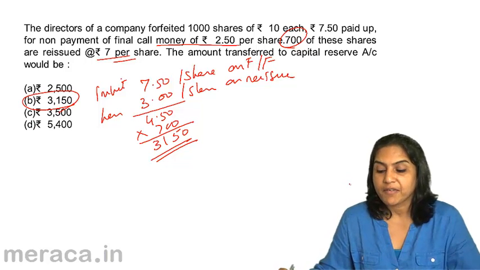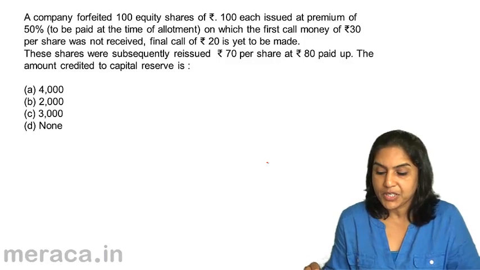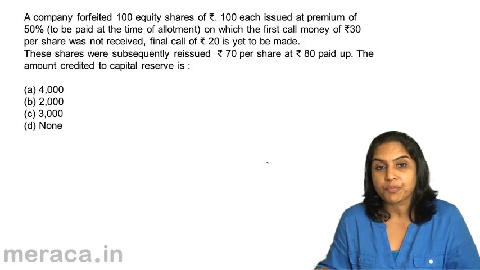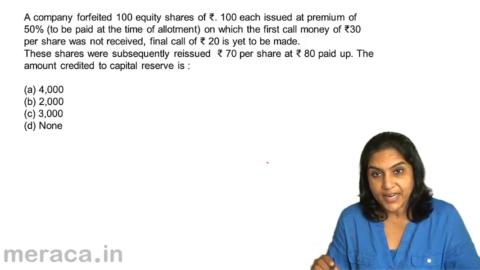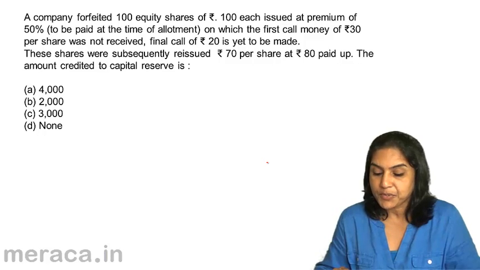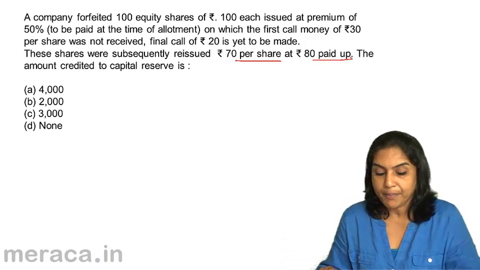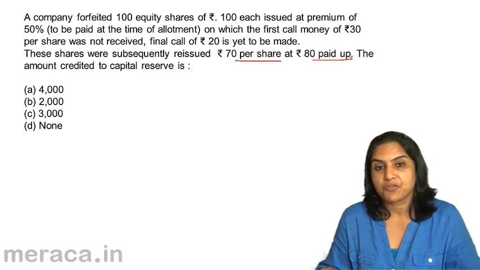3,150. A company forfeited 100 equity shares of rupees 100 each at a premium of 50% to be paid at the time of allotment, on which the first call money of rupees 30 per share was not received and final call of rupees 20 is yet to be made. These shares were subsequently reissued at rupees 70 per share, rupees 80 paid up. The amount credited to capital reserve is A. 4,000, B. 2,000, C. 3,000, D. none of the above.